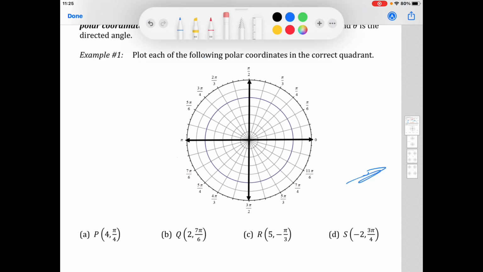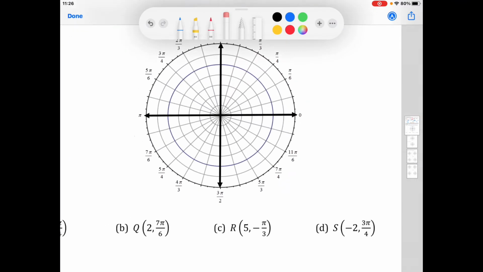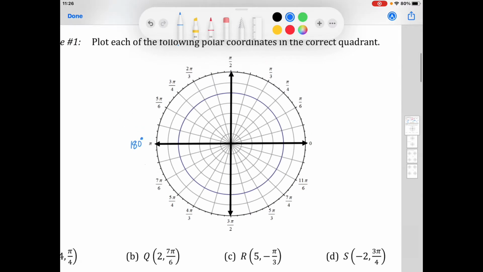So here it's example 1. It's asking us to plot all these points. Before I even plot the points, I want to convert them into degrees. Again, I'm going to show you the trick, which we've done in class also. So this is 0 degrees. Pi is what? 180. So this is going to be 180 degrees.